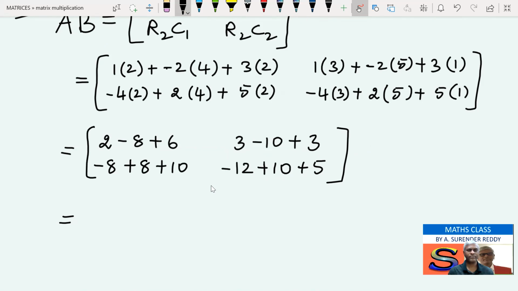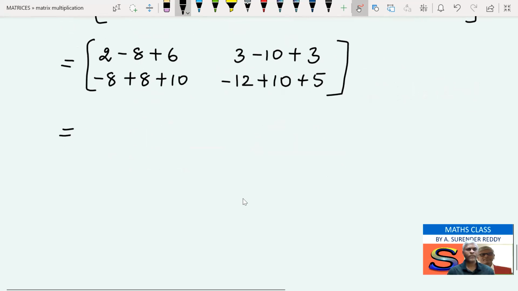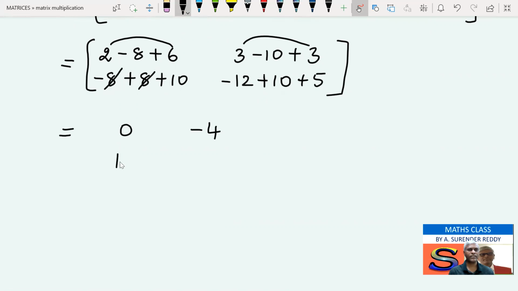Further simplifying, here 6, 2 plus 6, 8, 8 minus 8. So that is 0. 8 minus 8 is 0. Here 3 plus 3, 6. 6 minus 10, minus 4. Minus 8 plus 8 will get cancelled. This is 10. 10 plus 5, 15 minus 12 is 3.